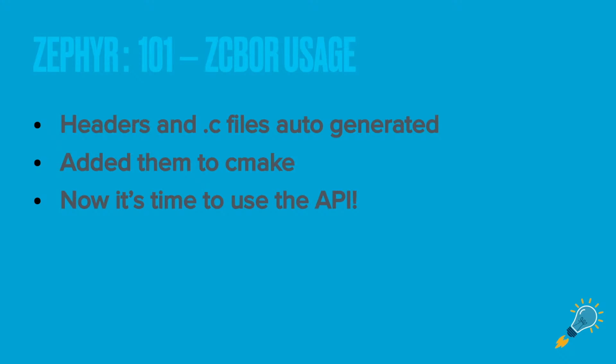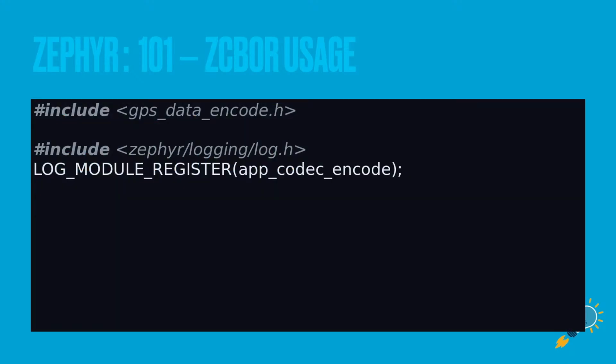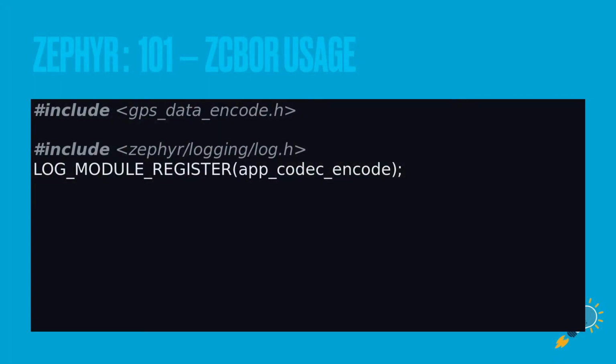So we've generated the C files and the headers using Zcbor command line. You can do it automated and you can do it manually. Add them to CMake so Zephyr actually knows about them. And now it's kind of time to go forth and use the API. So here's a very, very simple and abbreviated example of that. We've included the GPS data encode.h, and that also includes the struct definition, which is actually in a separate header file, but when you include the encode or decode headers, it also includes that one. So something important to know.